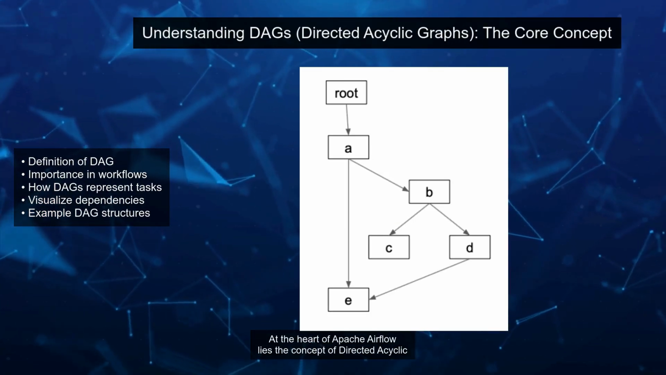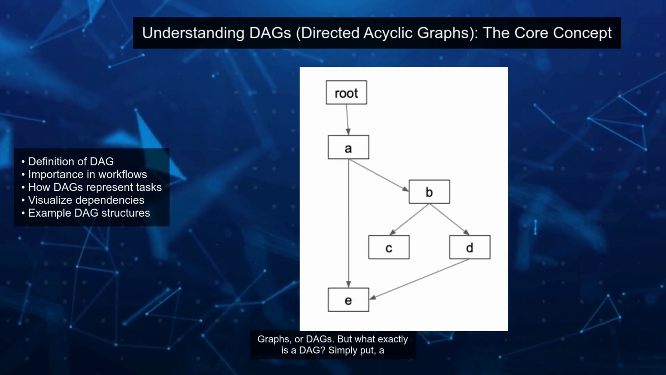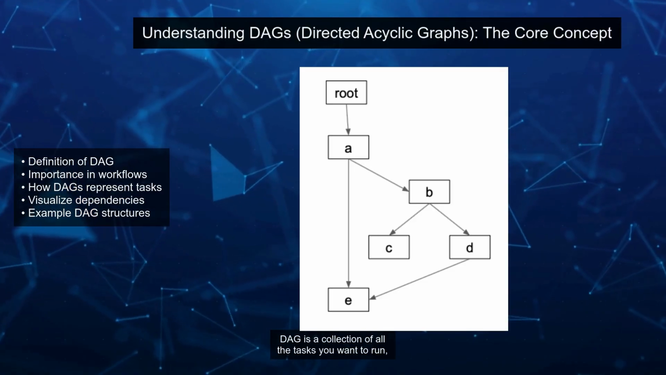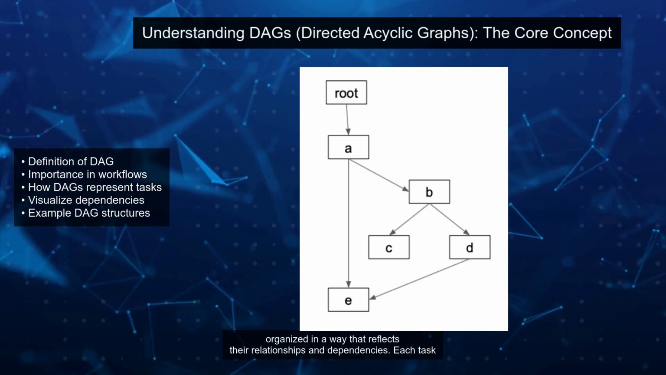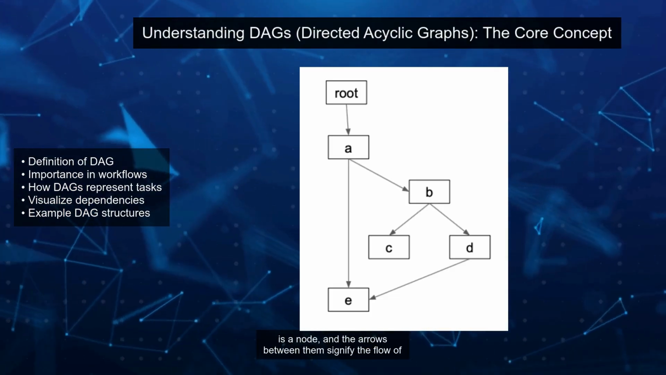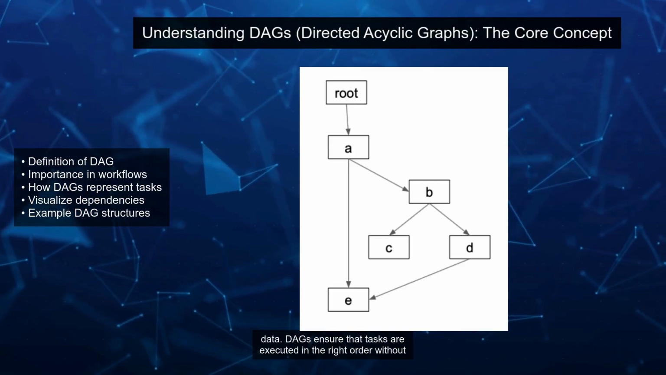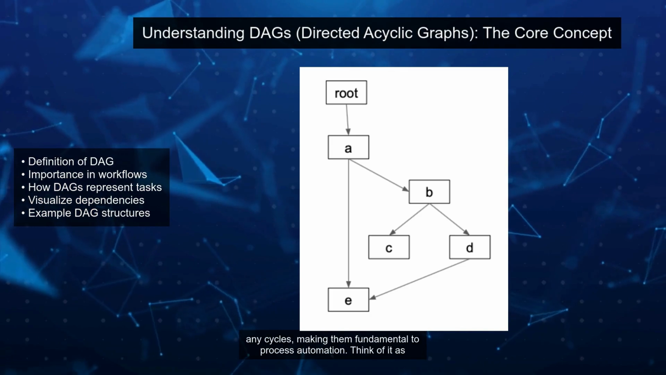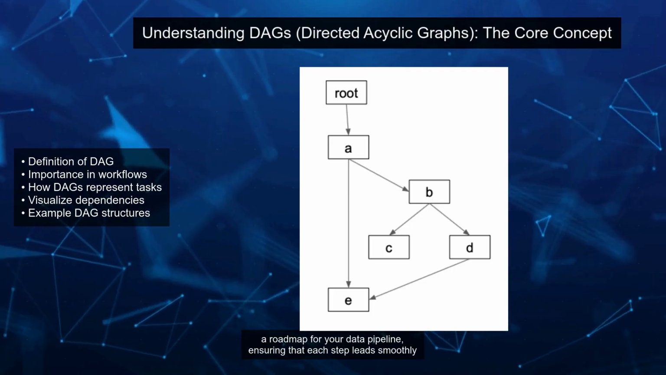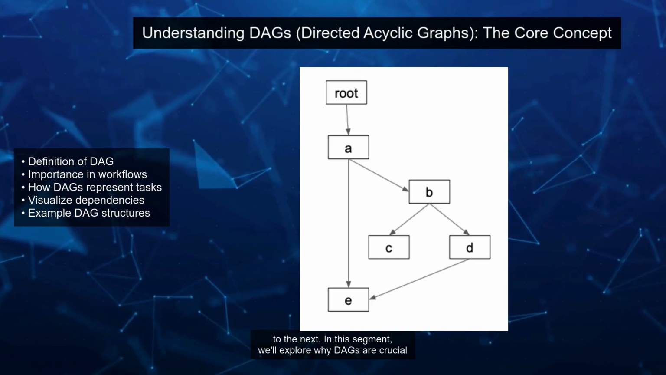At the heart of Apache Airflow lies the concept of directed acyclic graphs, or DAGs. But what exactly is a DAG? Simply put, a DAG is a collection of all the tasks you want to run, organized in a way that reflects their relationships and dependencies. Each task is a node, and the arrows between them signify the flow of data. DAGs ensure that tasks are executed in the right order without any cycles, making them fundamental to process automation. Think of it as a roadmap for your data pipeline, ensuring that each step leads smoothly to the next.